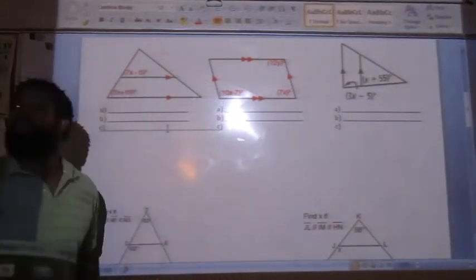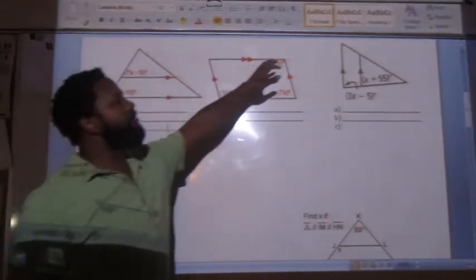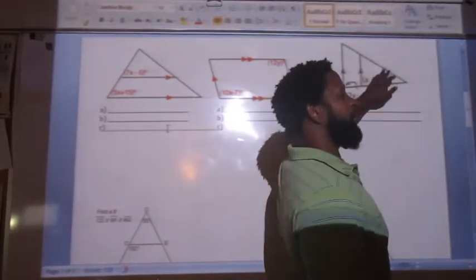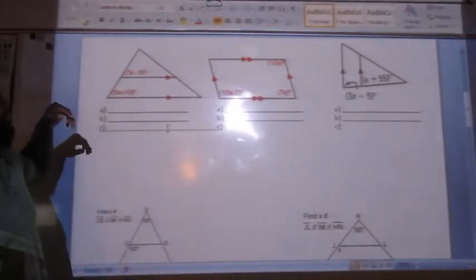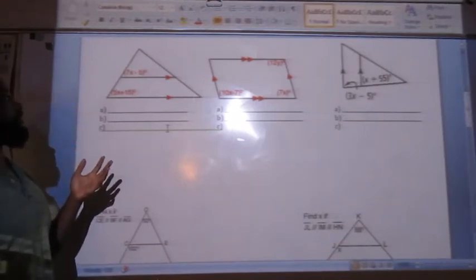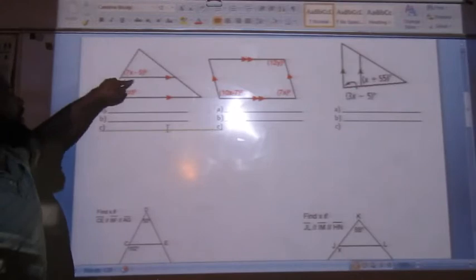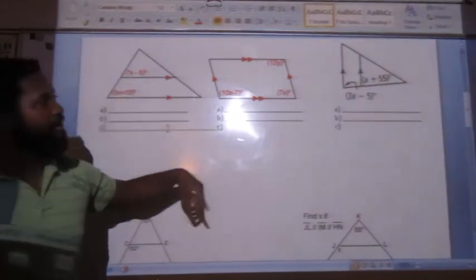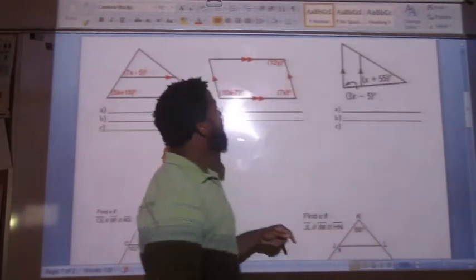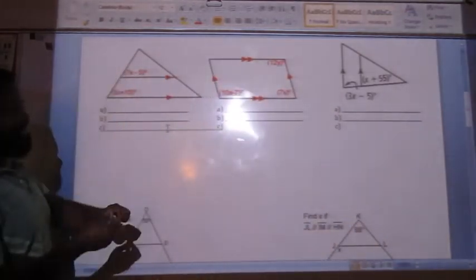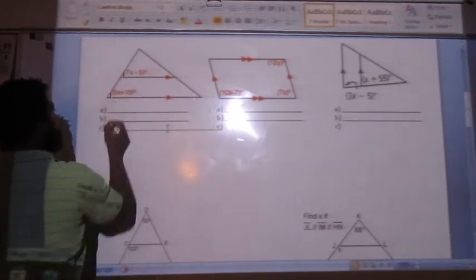If you look at these triangles, you have a triangle within a triangle, right? If you're looking at this, look at the parts. You have two parallel lines right here, okay? You have one part on the outside and one on the inside.